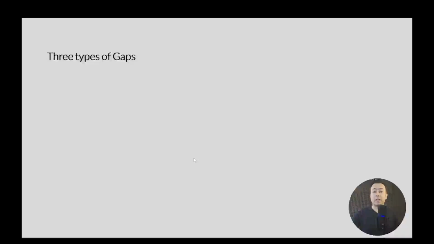In this section of John Murphy's technical analysis book, we want to talk about the different types of gaps. Stay with me.